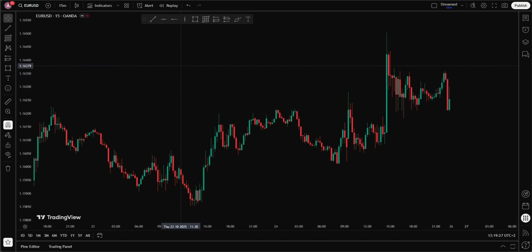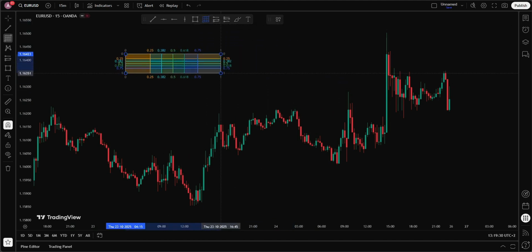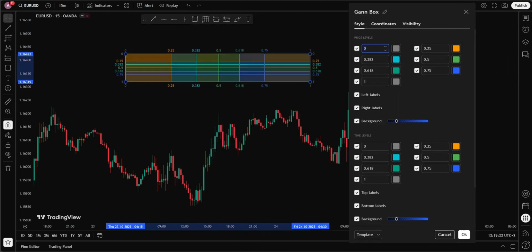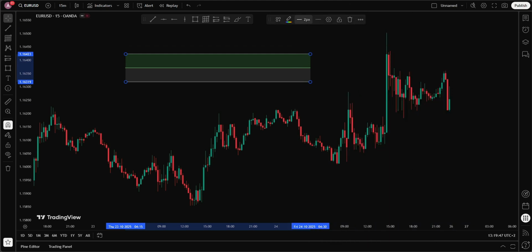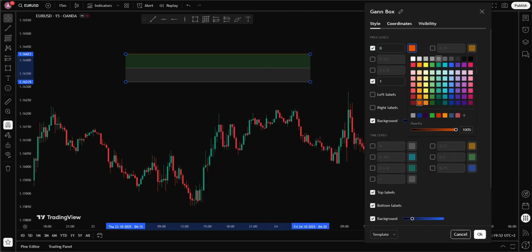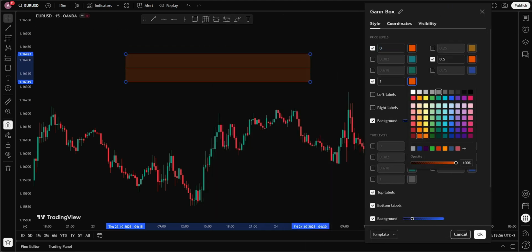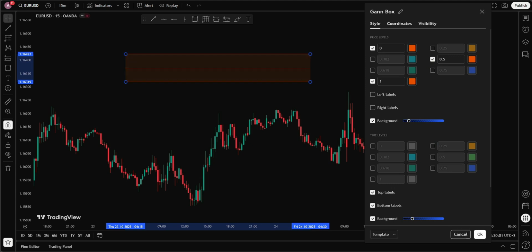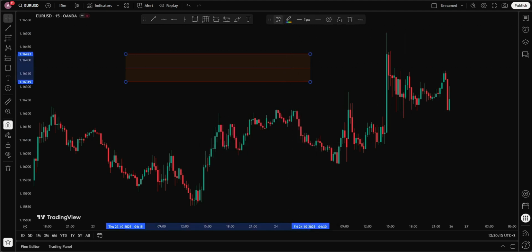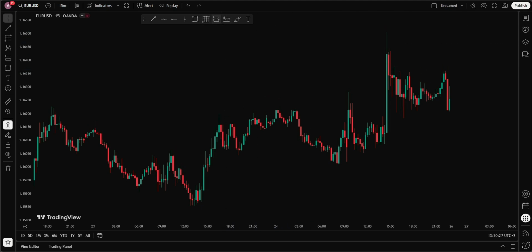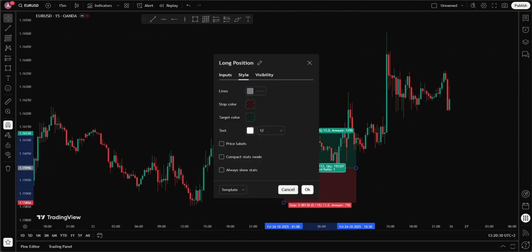Next, it's time to customize the GAN box. Set it up like this and name it order block. Now, adjust this next tool.